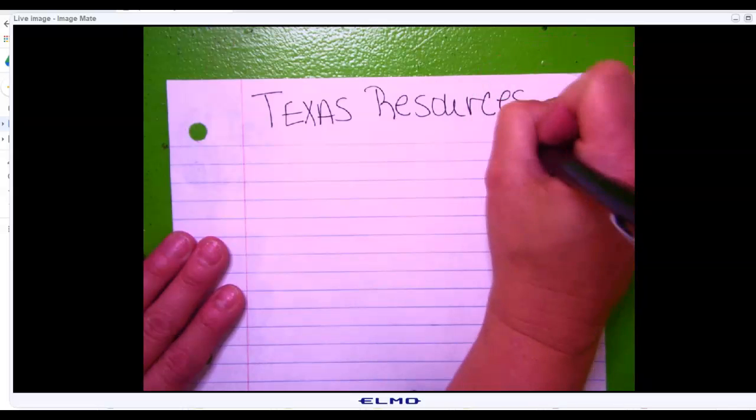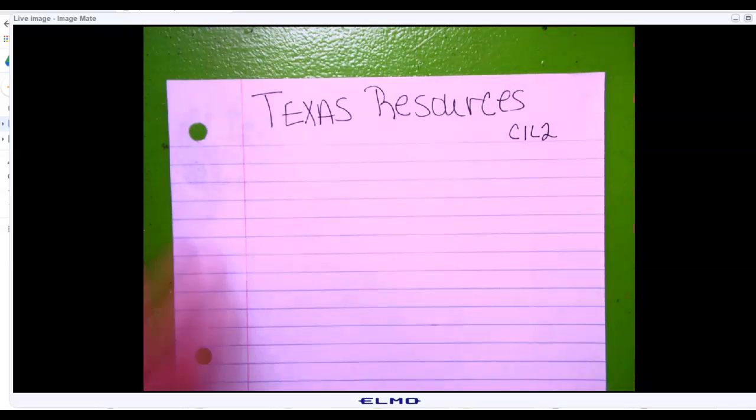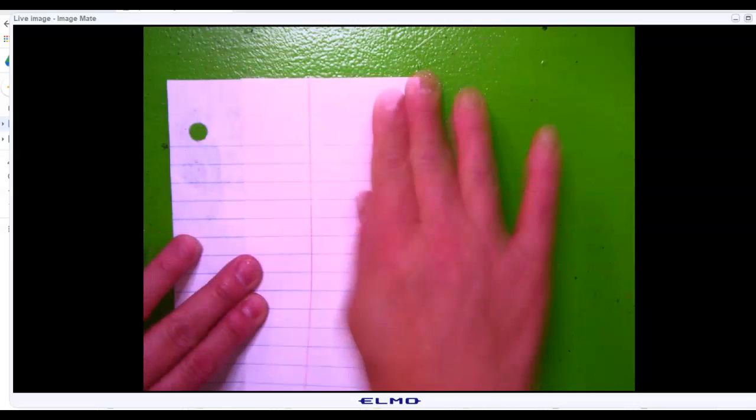It is Chapter 1, Lesson 2. I am going to fold it in half. Let's see how many lines I have.